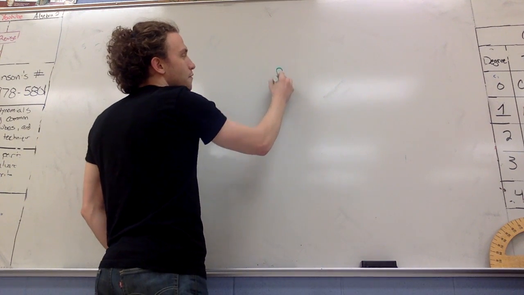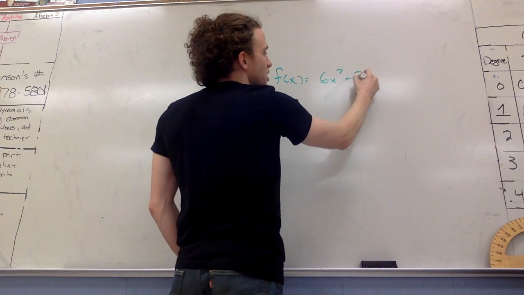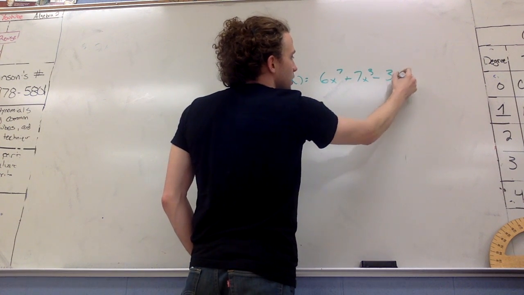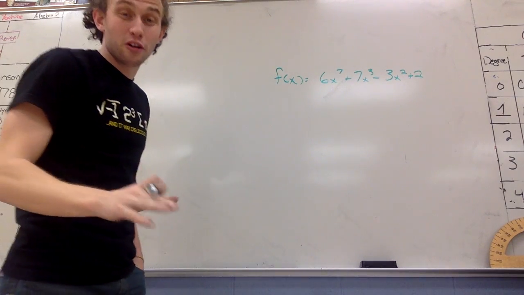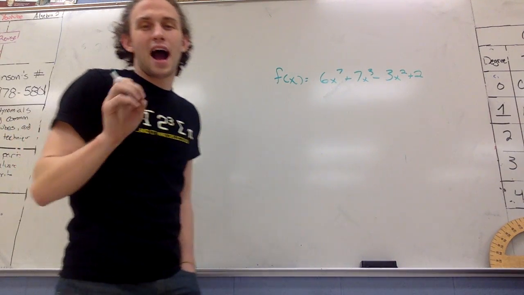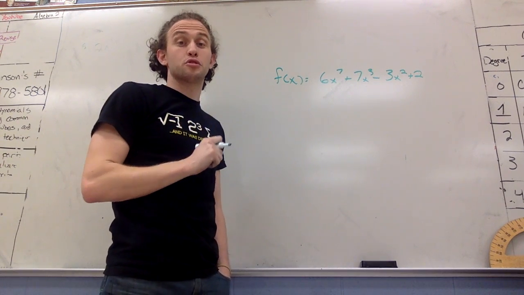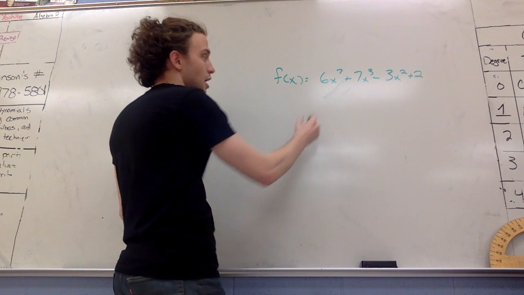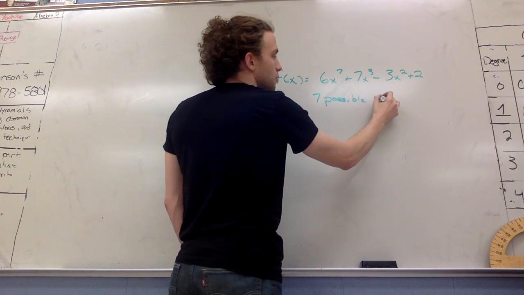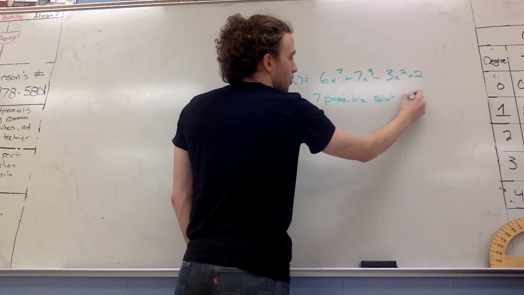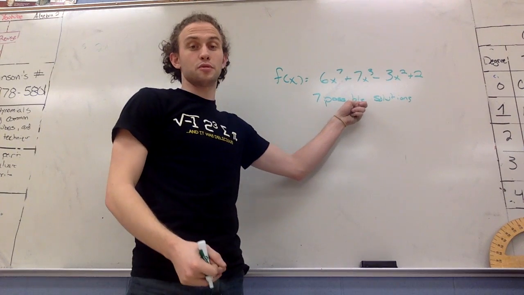polynomial, if I have f of x is equal to 6x to the 7th plus 7x cubed minus 3x squared plus 2. The fundamental theorem of algebra says that the highest exponent I have, that degree, tells us how many possible solutions we have. So in this case, I have 7 possible solutions. They don't all have to be real, they don't all have to be rational, but I have 7 possible solutions, okay?